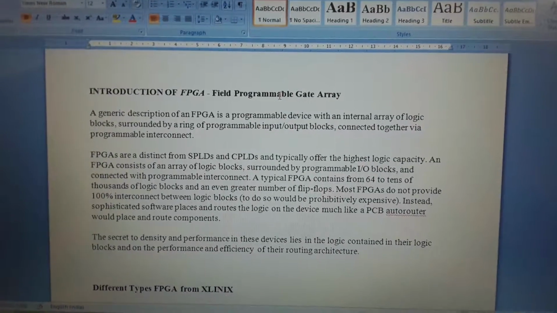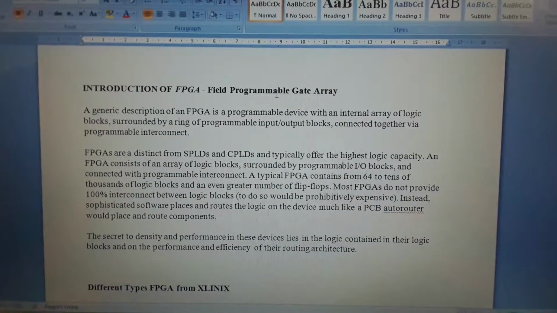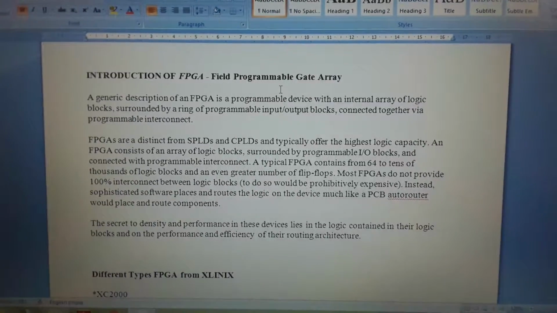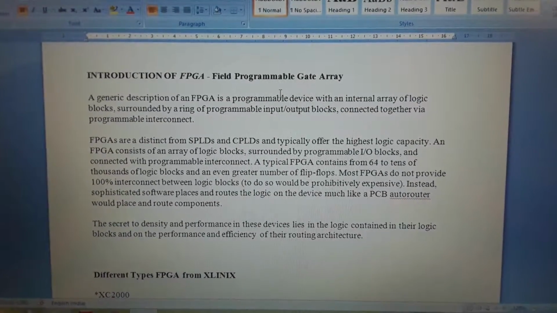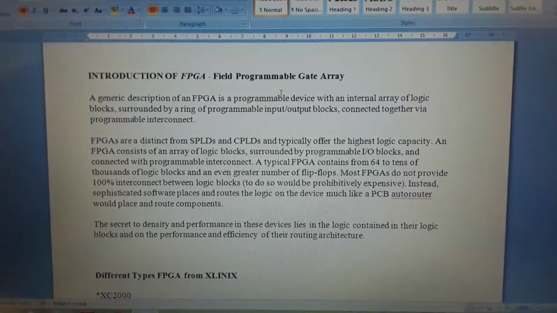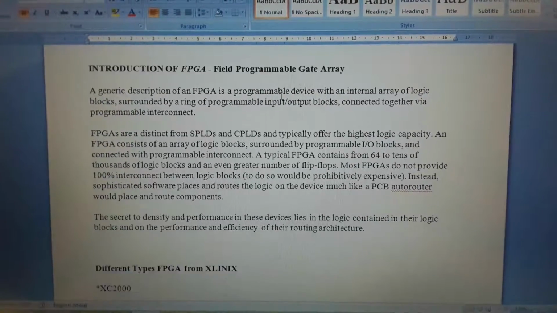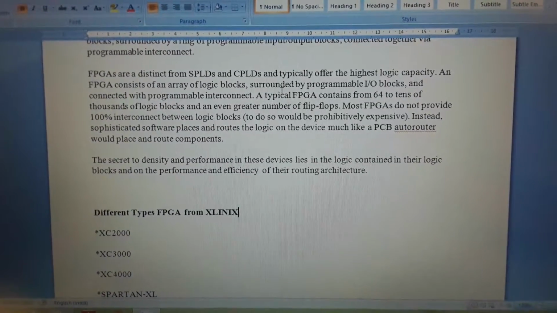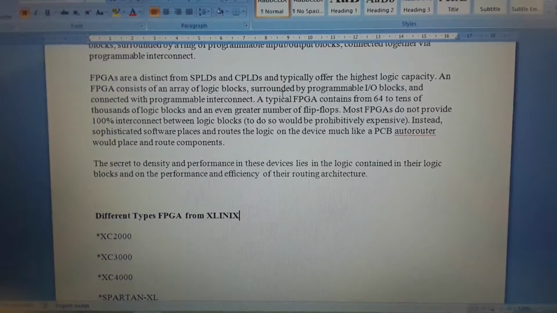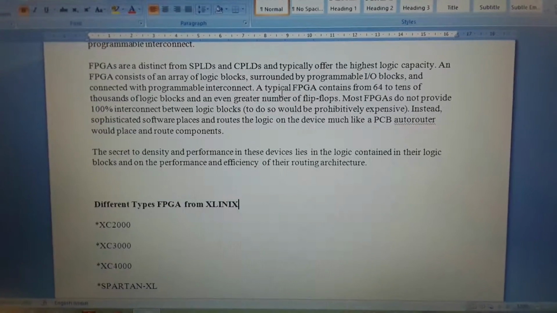Coming to the FPGA, it stands for Field Programmable Gate Array. It's basically a programmable device with an internal array of logic blocks surrounded by a ring of programmable input or output blocks connected together via programmable interconnect. A typical FPGA contains 64 to tens of thousands of logic blocks and an even greater number of flip-flops.